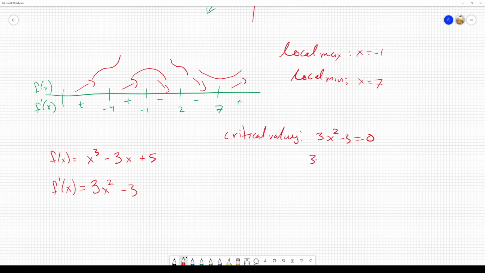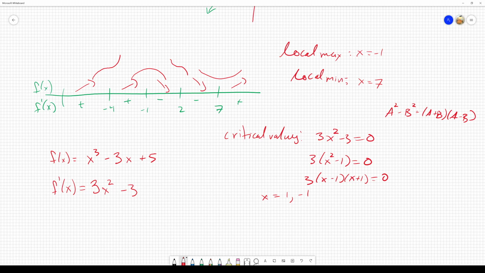So what I can do is I can factor 3 out, and I get 3 times x squared minus 1 is 0. And then x squared minus 1 is a difference of squares. And remember that if you've got a squared minus b squared, that's the same thing as a plus b times a minus b. So I can rewrite this as 3 times x minus 1 times x plus 1 equals 0. And so that tells me my critical values are x equals 1 and -1.